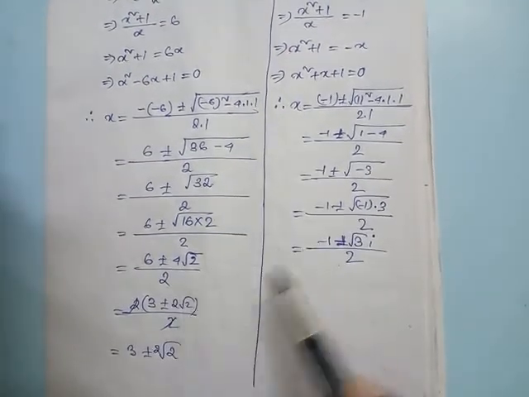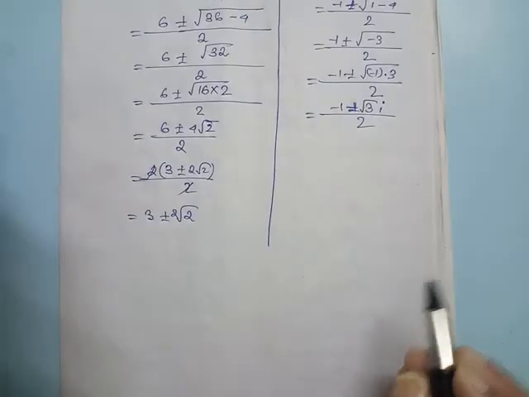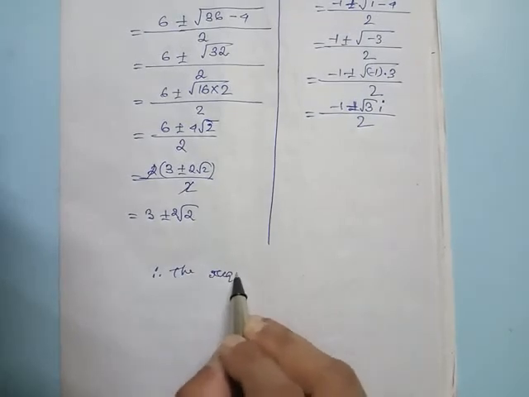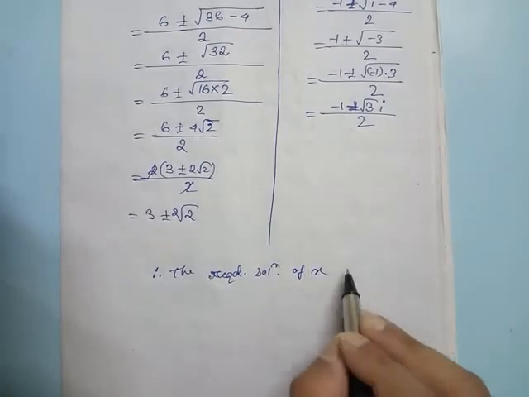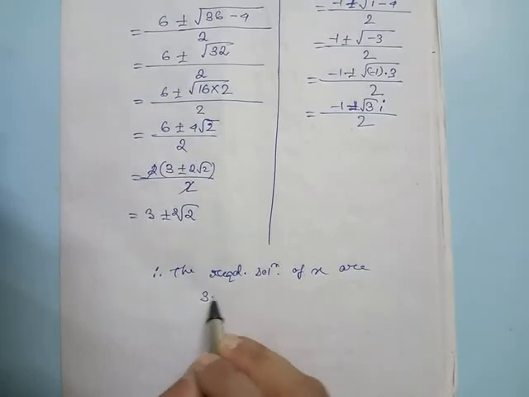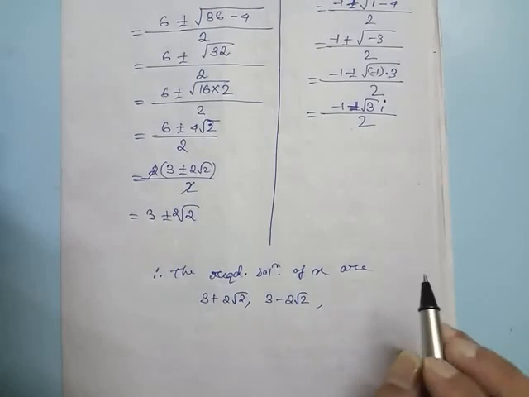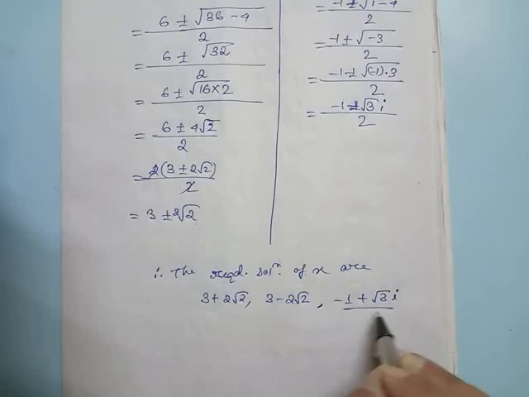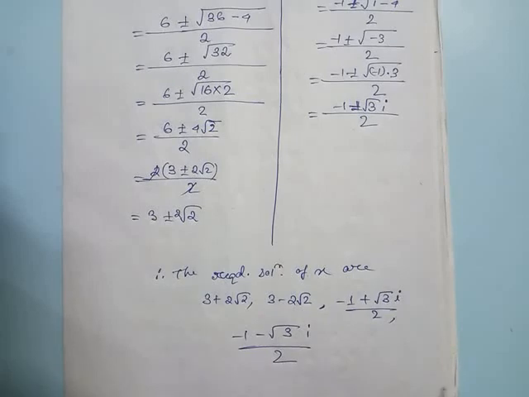Student, mind it, we are having 4 roots of the given question. Therefore the required solutions of x are: first one 3 + 2√2, 3 − 2√2, (−1 + √3 i)/2, (−1 − √3 i)/2. This is the ultimate answer of the question.